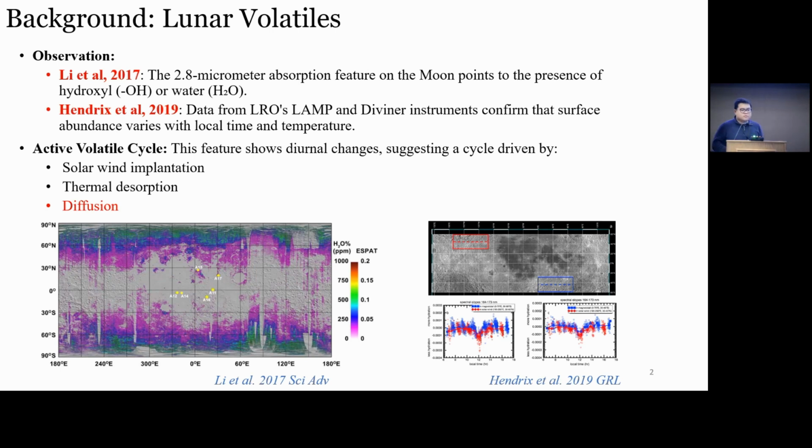So essentially, this points to the idea of a very active volatile cycle, starting from solar wind implantation, where hydrogen combined with oxygen in the regolith, and also the thermal desorption allowing the volatiles to release from the surface. And also the diffusion, which is kind of in between, allows the volatiles to migrate among the regolith and also release.